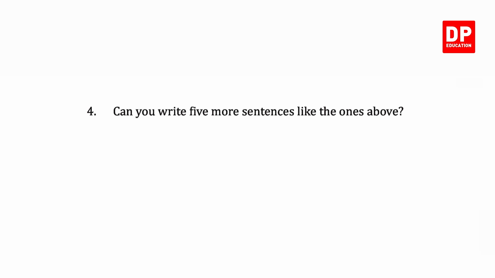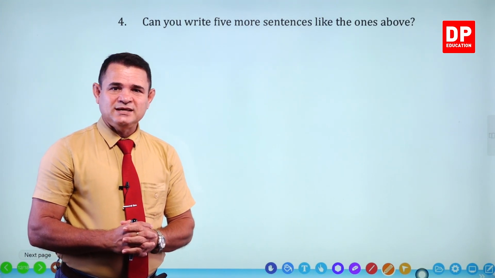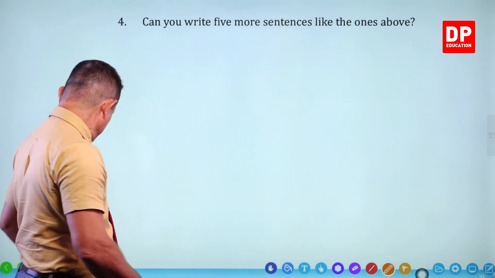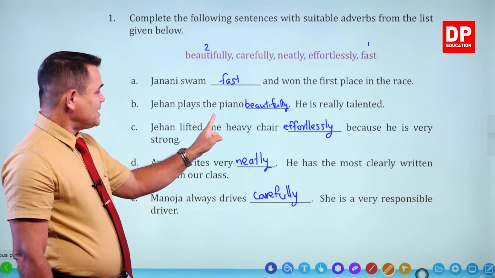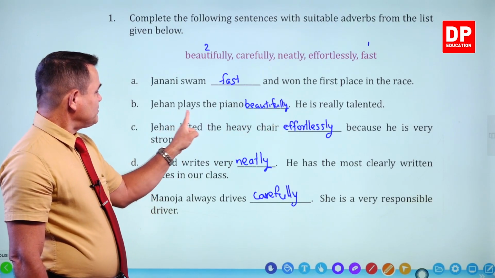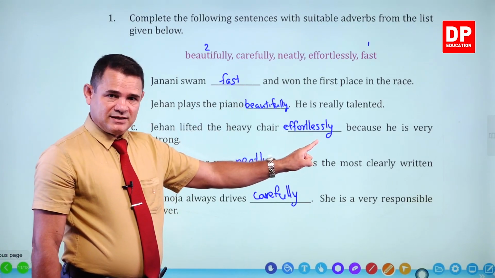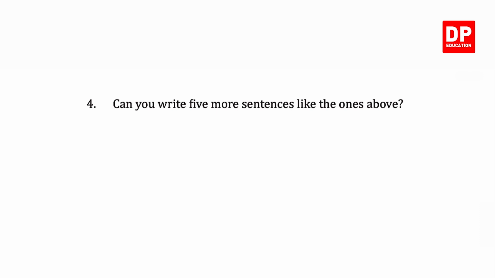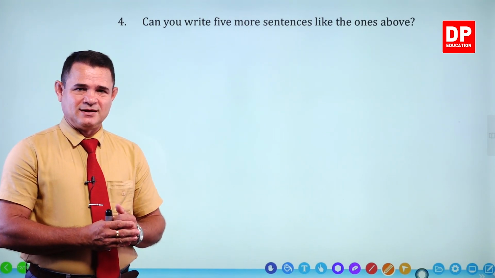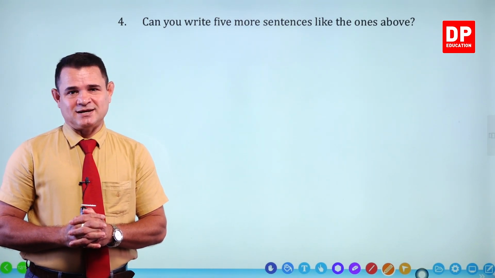Now, can you write 5 more sentences like the ones above? ඒ වගේ තවත් වාක්‍ය ටිකක් using adverb use කරලා. I'll show you them once again. Now, you see the verb and then an adverb. ක්‍රියාපදේ ඊළඟට adverb එකක්. Jehan plays the piano beautifully, swam fast, right? Lifted effortlessly. මේ වගේ පාවිච්චි කරලා තවත් වාක්‍ය ලියන්න. Can you write 5 more sentences like the ones above? අලුත් වාක්‍ය පහක්. And remember to use the adverb. Adverb එක හරියට use කරන්න.